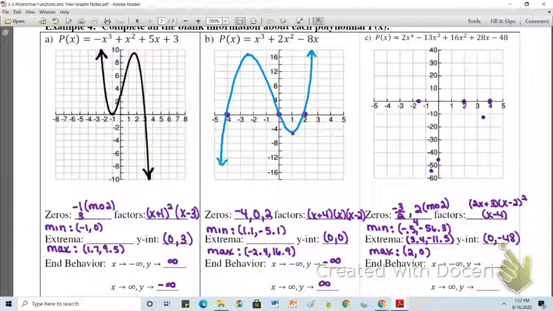And again, now I'm just going to go ahead and connect my points. And I know 2 had a multiplicity of 2, so it just touches the line and comes back down. And there's my graph. So the end behavior is x goes to negative infinity, y goes to infinity. And as x goes to infinity, y goes to negative infinity. We just have one more problem we're going to do. We're going to do a word problem, and that is it for this lesson.